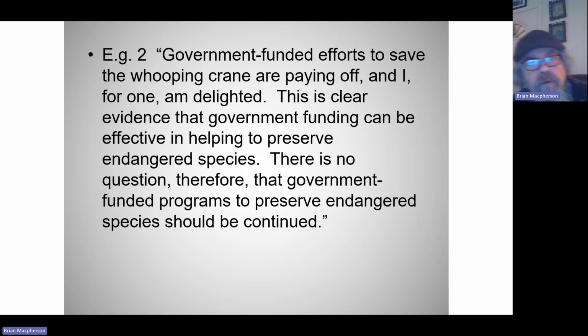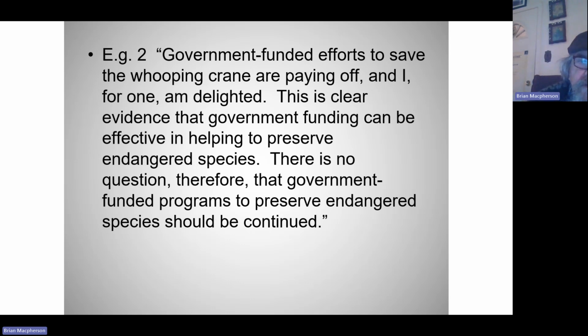Okay, let's do another example. Example number 2. Government-funded efforts to save the whooping crane are paying off, and I, for one, am delighted, right? This is clear evidence that government funding can be effective in helping to preserve endangered species. There is no question, therefore, notice that the word therefore is a conclusion indicator, right? That government-funded programs to preserve endangered species should be continued.